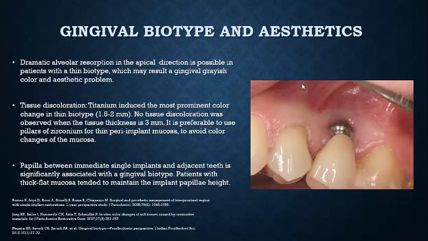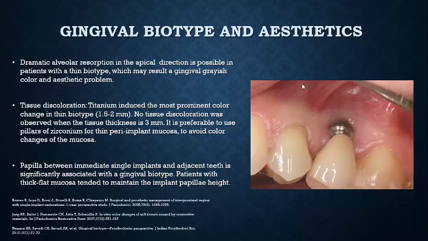Also, we will have a problem with papilla formation, as we mentioned before during this presentation. Papilla between immediate single implants and adjacent teeth is significantly associated with the gingival biotype. Patients with a thick, flat mucosa tend to maintain the implant papilla height. So the thick biotype will also help to maintain or create the papilla between the restorations. Of course, keep in mind, we need to have not more than 4 to 5 millimeter height between the contact point and the crestal bone.